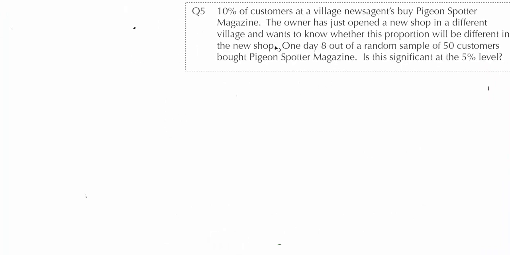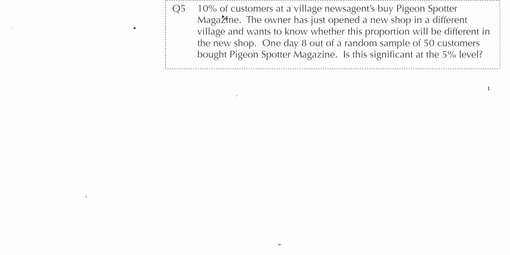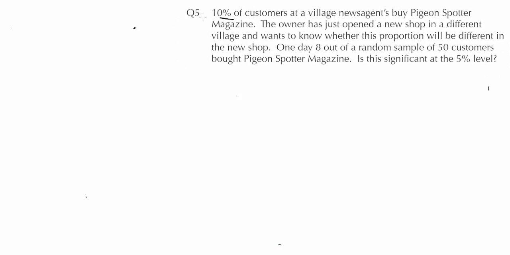All right, 10% of the customers in the village buy the magazine. So that's our p, isn't it? p is going to be 0.1. I should read the whole question first, but it's going to be 0.1. The owner has just opened a new shop in a different village and wants to know whether the proportion will be different. So that's telling me my H1 is about not equal. It's not saying higher or lower. One day, 8 out of a random 50 customers bought the magazine. So that's our n, and that's our observed value. That's what we're going to be testing. Is that too crazy or not?